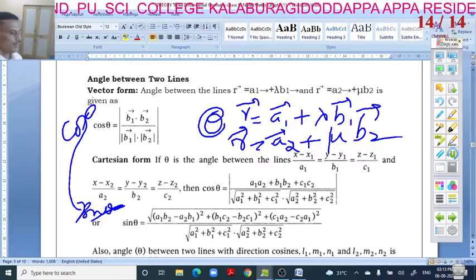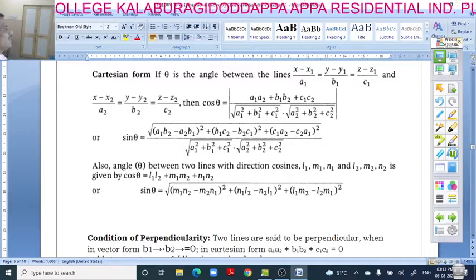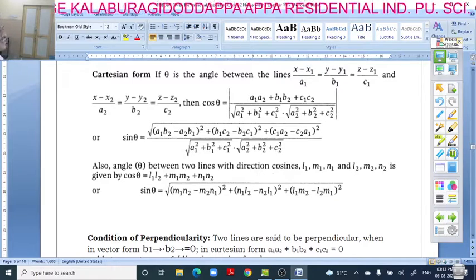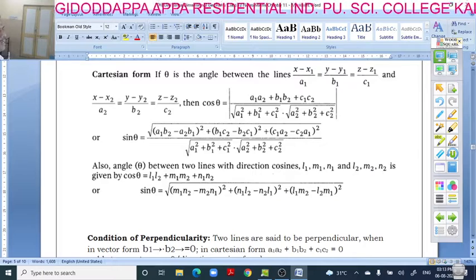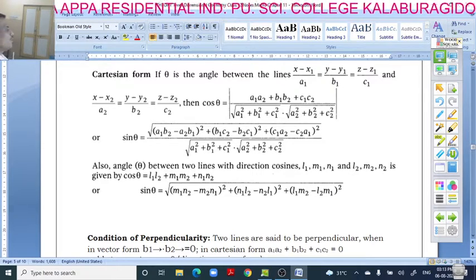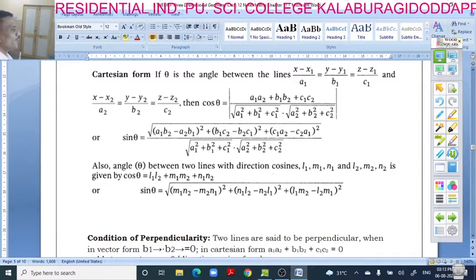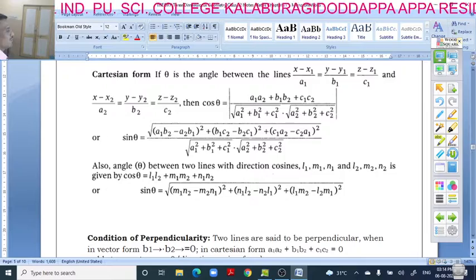Next, the angle theta between two lines with direction cosines l1, m1, n1 and l2, m2, n2 is given by cos theta is equal to l1 l2 plus m1 m2 plus n1 n2, or sin theta is given by the corresponding relation.